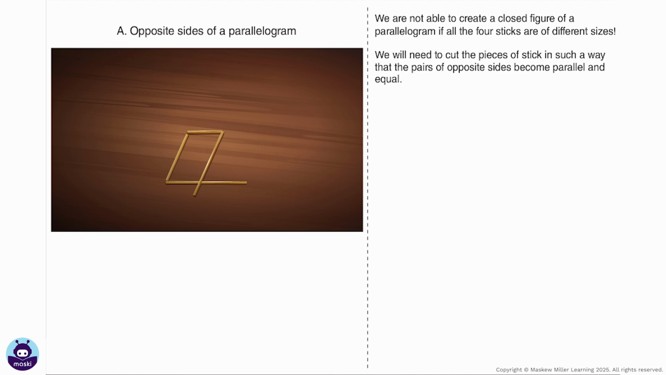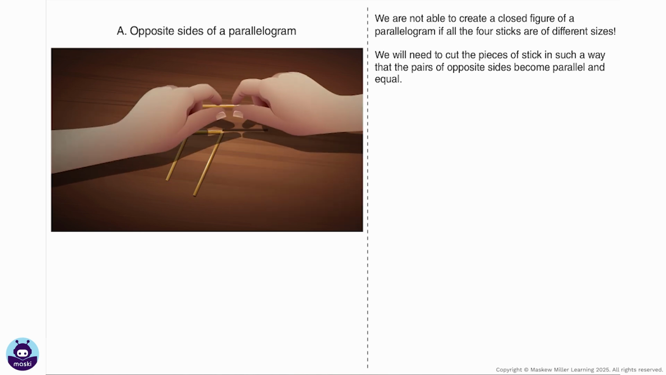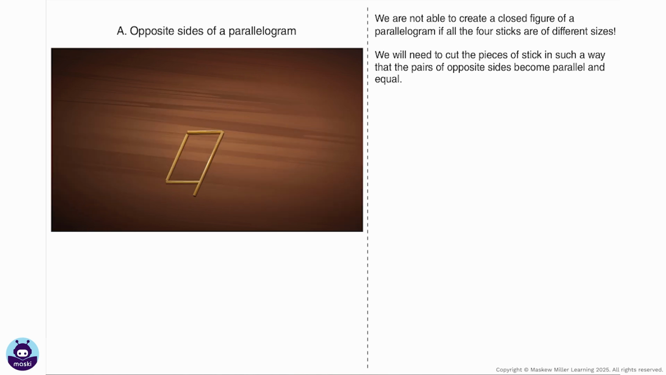What do we find here? We are not able to create a closed figure of a parallelogram if all the 4 sticks are of different sizes. We will need to cut the pieces of sticks in such a way that the pairs of opposite sides become parallel and equal. We will need to cut the longest piece of stick to match the length of the smallest piece of stick. We also cut the second longest piece of stick to match the length of its opposite side. Therefore, we can conjecture that the opposite sides of a parallelogram are parallel and equal in length.